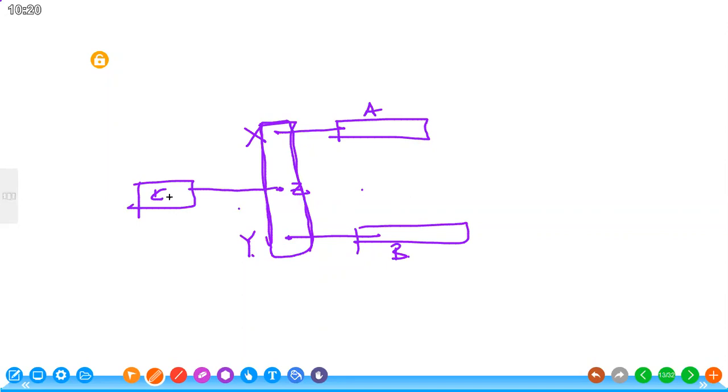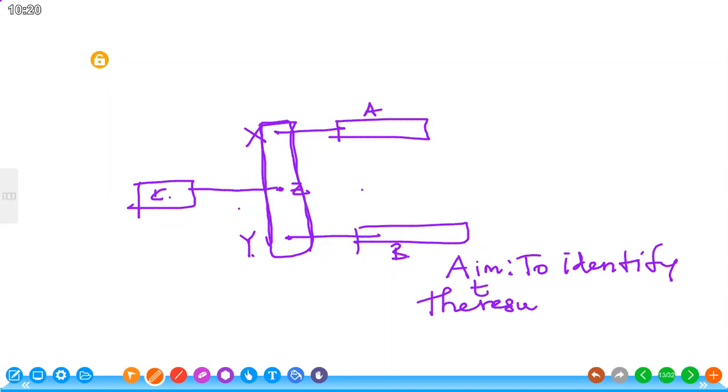So first, what is the aim of this activity, students? The aim is to calculate, to identify the resultant of two parallel forces. To identify the resultant force of two parallel forces. Right.